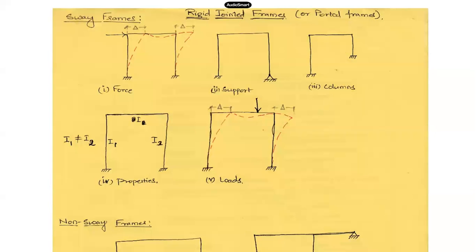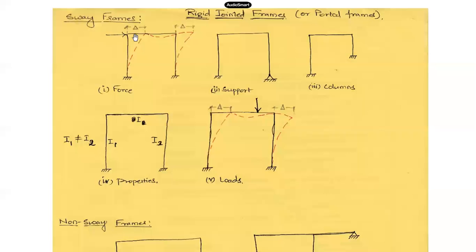What I was telling was how a sway frame behaves. You'll find the lateral displacement. You can see this particular joint has undergone a displacement delta, and another joint over here is also undergoing a displacement delta. This lateral displacement of the frame we call sway. This horizontal member, the beam, is considered to be axially rigid. Please keep this in mind.